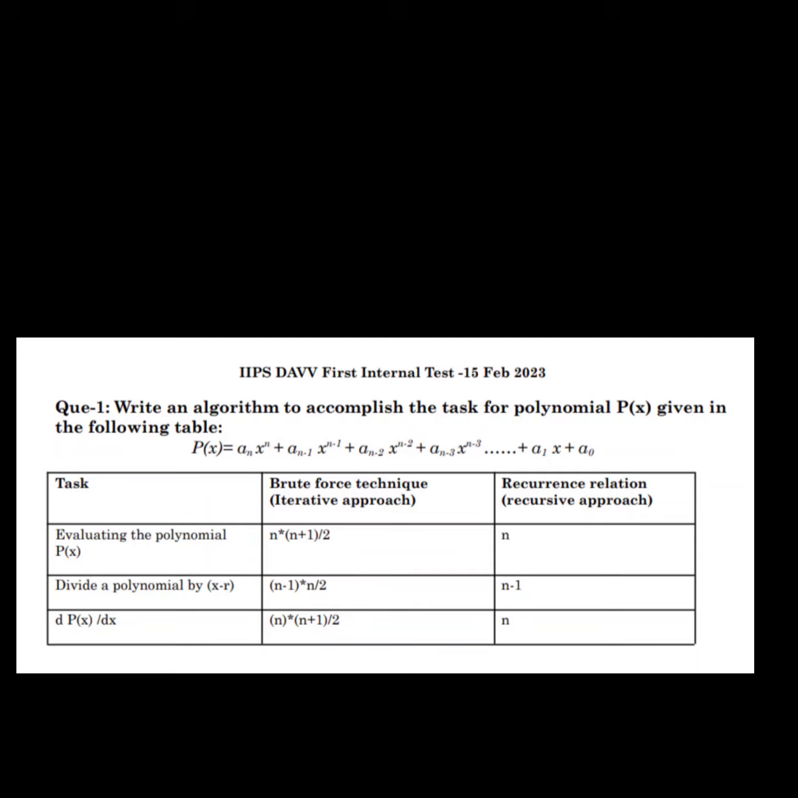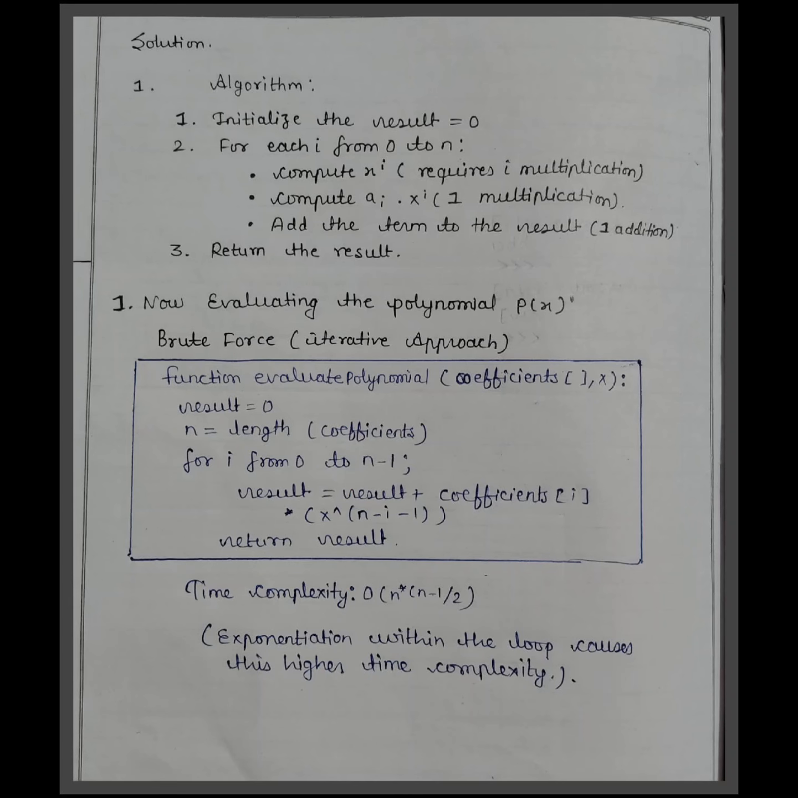So question 1, we are tasked with writing an algorithm to perform operations on a polynomial p(x) of degree n as given in the equation. The operations are evaluating the polynomial at point x, dividing the polynomial by x, or computing its derivative. We need to compare two approaches for each task: the brute force technique and the recurrence approach method. So let's begin. For task 1, we have to write the algorithm.